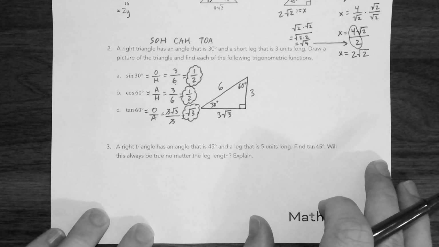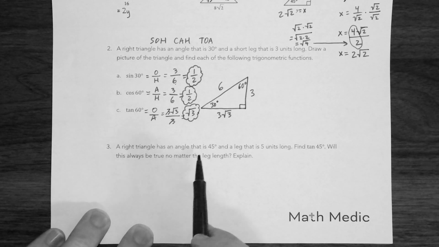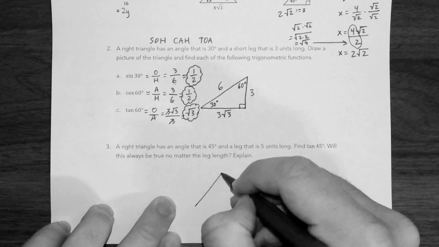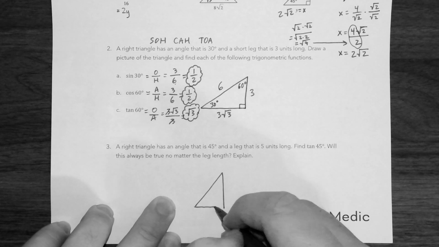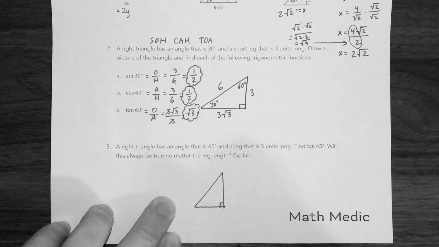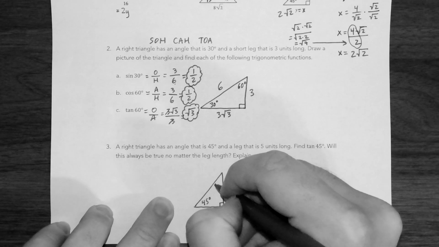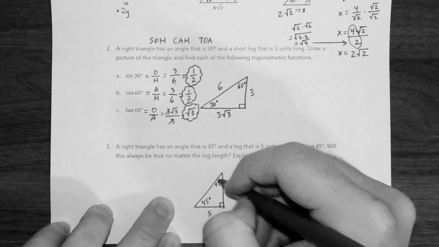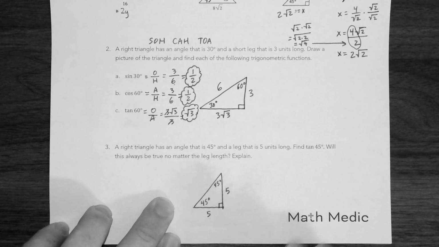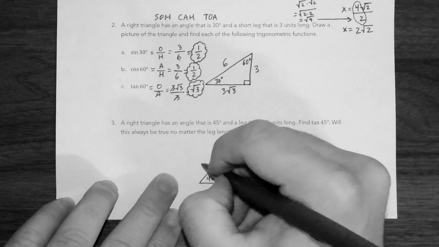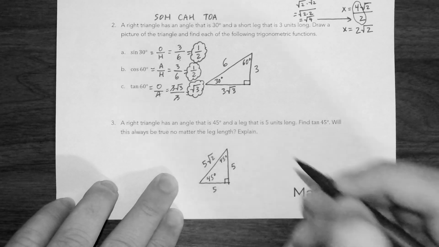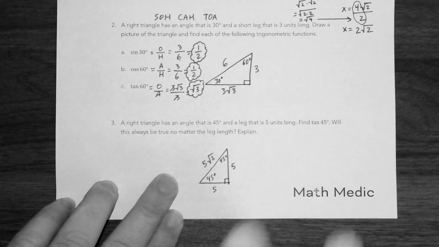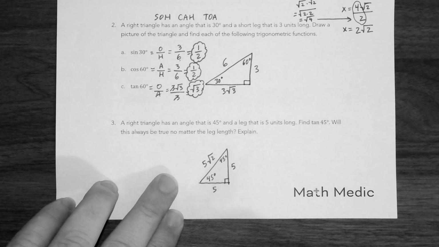Now let's take a look at problem number 3 as well. A right triangle has an angle that is 45 degrees and a leg that is 5 units long. So right triangle, 45-degree angle, which tells me that this is also 45, and a leg that is 5. Tells me that this is a 5. And while we're at it, tells me that this is going to be 5 square root of 2. Okay? We've got the whole triangle already laid out.